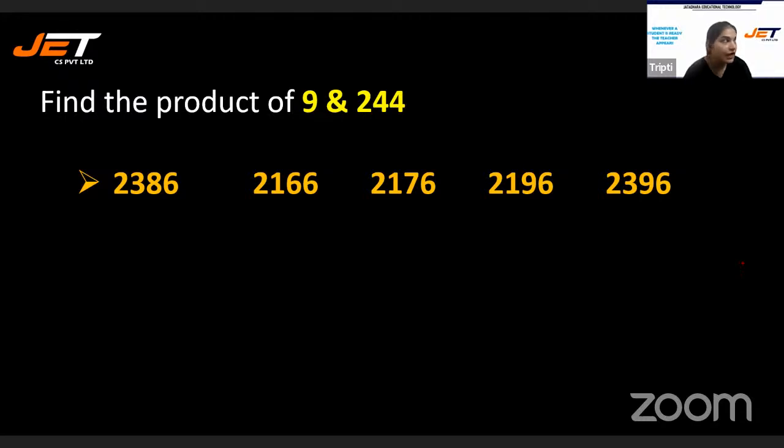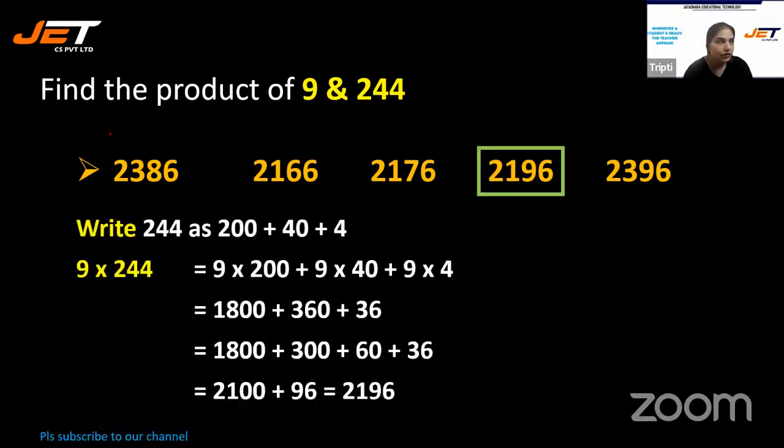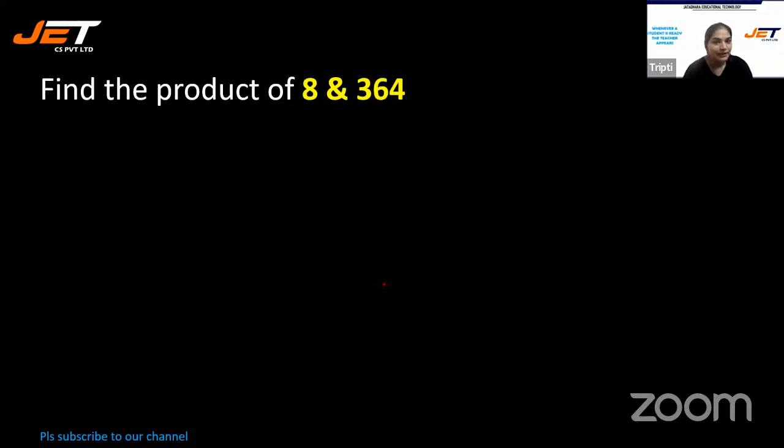All right. So 9 and 244, it's 2196. How? It is 200 plus 40 plus 4. That will become 244. So 9 times 200 is 1800. 9 times 40 is 360. And 9 times 4 is 36. When you add them up, it will be 2196. Great.